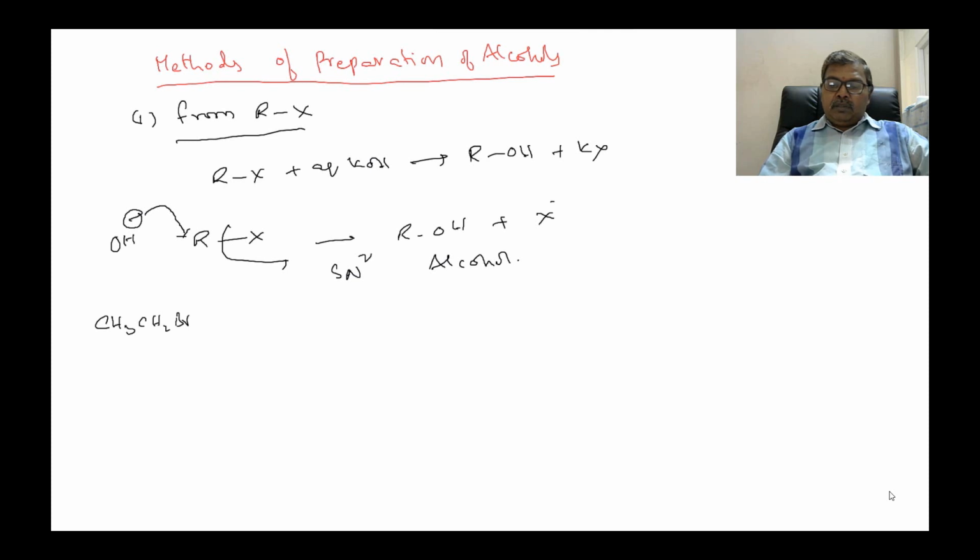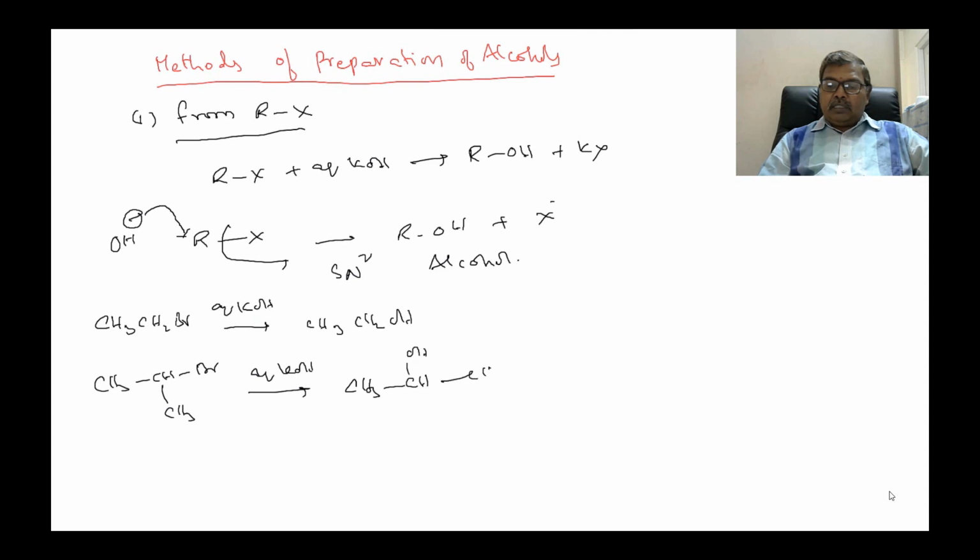Now see, for example, CH3CH2Br with aqueous KOH gives rise to CH3CH2OH. CH3CHBrCH3 with aqueous KOH gives CH3CHOHCH3. This is a primary alkyl halide, this is a secondary alkyl halide. The reaction proceeds via the SN2 mechanism.